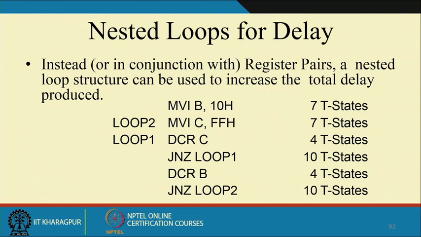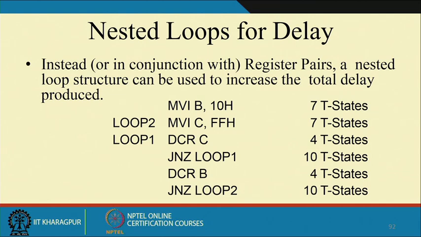So, this B register is used as the outer loop index, and C register is used as the inner loop index. Now, we decrement C, and then we check whether the value has become 0 or not. If it is not 0, we go back to loop 1. So, DCR C and JNZ loop 1 continue to be executed, and once this C register becomes 0, then B is decremented, and if B is not 0, then we go back to loop 2, where this C register is again initialized with FF hex, and the inner loop continues.